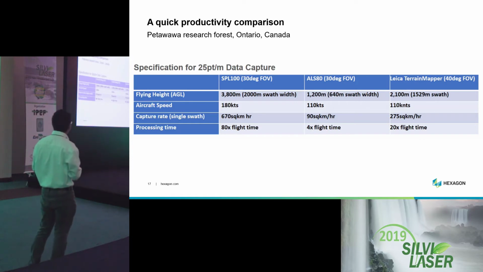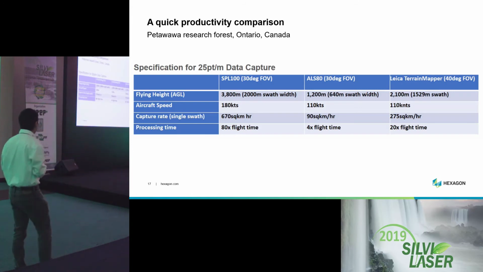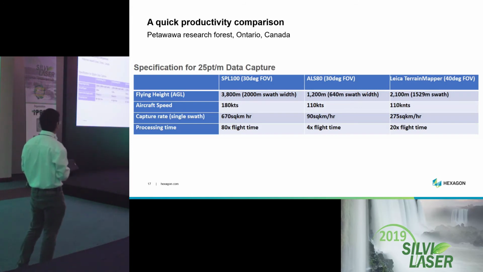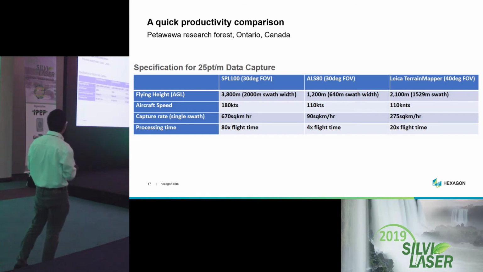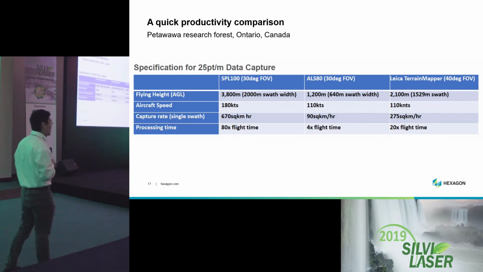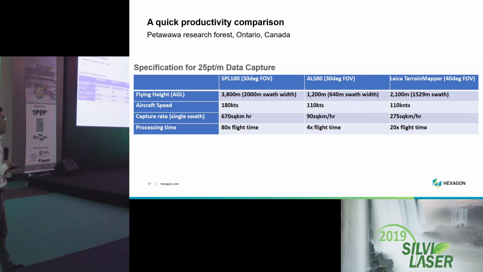With the oldest technology of the linear mode, we have 4 times the flight time to get this data processed. If you go for the latest generation of linear mode, we are talking about 20 times the flight time. But if you go to an SPL, we are talking about 80 times the flight time. So the IT is a huge differential when you are capturing this kind of data.